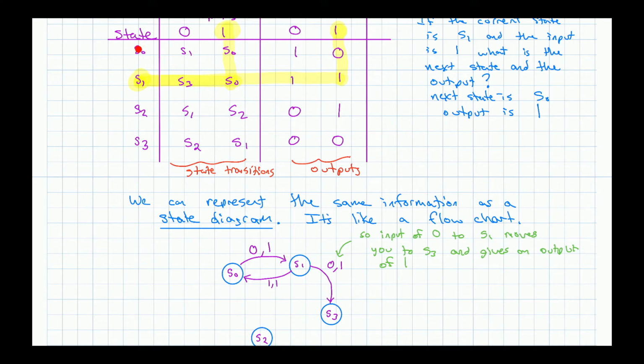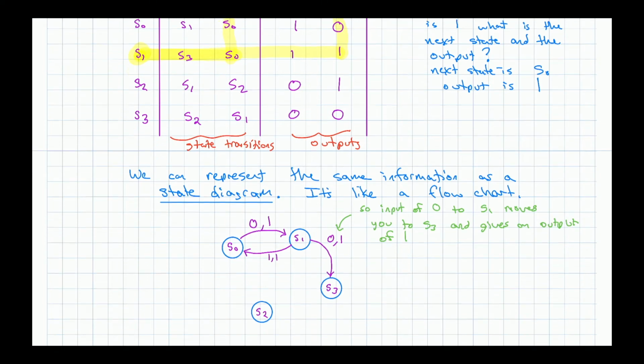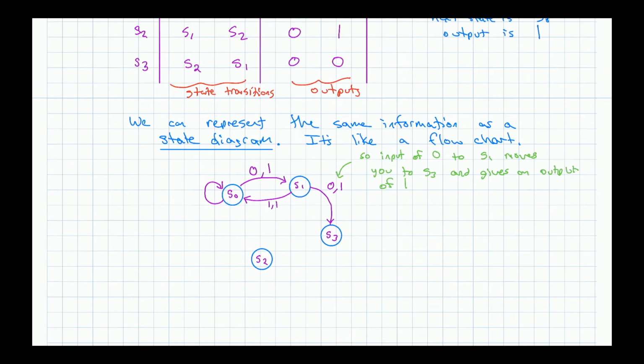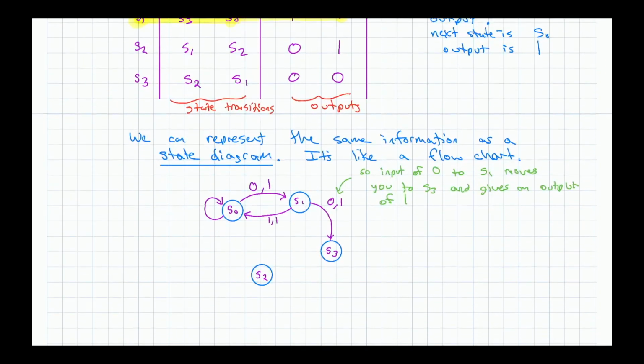Now we have to do S0 with an input of 1. S0 with an input of 1 gives you S0. So that's S0 to S0. You draw that as a loop like that. S0 takes you to S0. And what input does that? That was input 1, right?